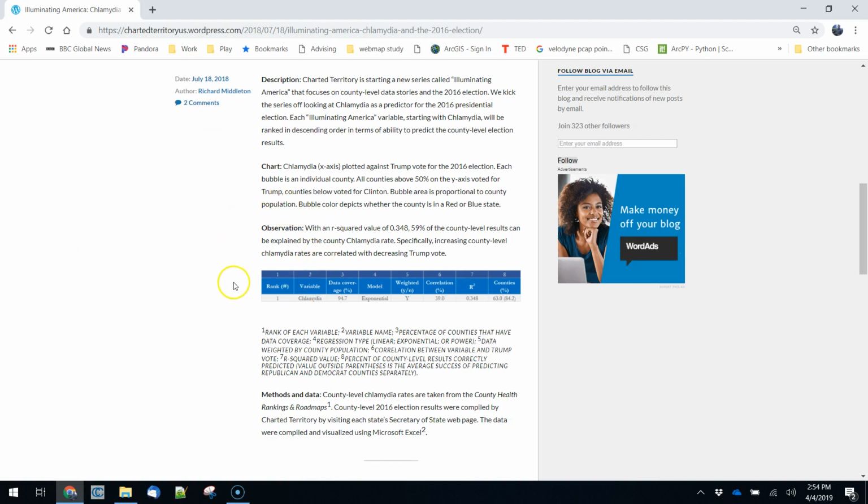He's got his observations right here. He says that there's an R-squared value of 0.348. You can see that in the table right here. This is the amount of variance explained by our connection between chlamydia and voting for Trump. The correlation percentage is just the R-squared value. If you take the square root of that and include the sign, you would get that. The sign here should really be negative, but that's okay.